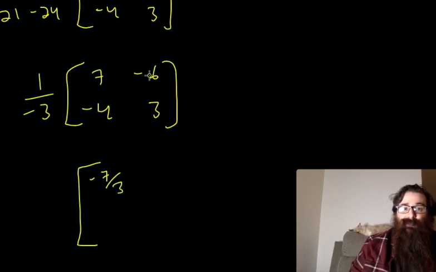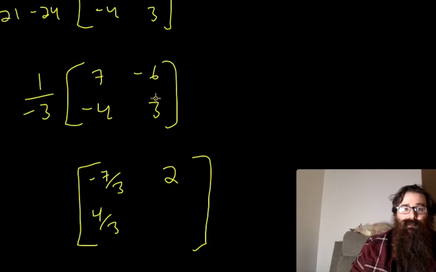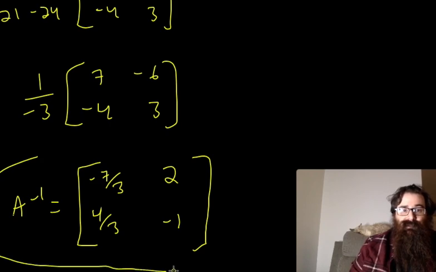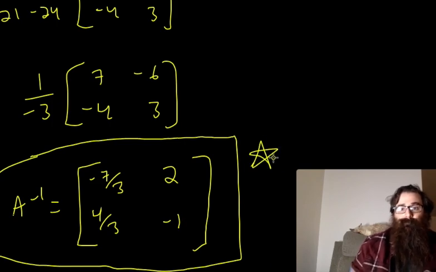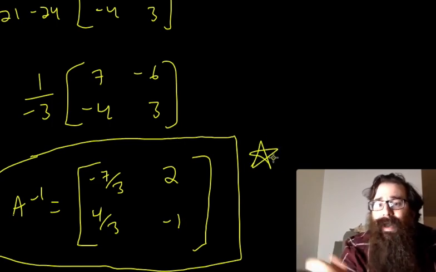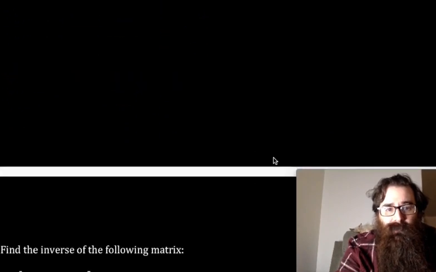Negative divided by negative is positive. 6 over 3 is 2. Negative divided by negative is positive. 4 over 3 doesn't reduce, so that's 4/3. And then 3 divided by -3 is -1. So this is A inverse. It's this matrix with rows -7/3, 2, 4/3, -1. So not so bad to find the inverse of a 2 by 2 matrix.